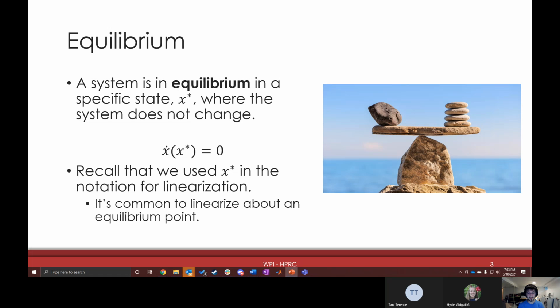I'm sure you probably remember this from whatever physics class you took, but equilibrium is usually when something is not changing its state. To be a little bit more explicit, equilibrium is when a system has a specific state that's not changing, which is to say x dot of x star is 0. And you might recall from previously, we used that x star in the case for linearization. That's because oftentimes you're doing linearization about a point of equilibrium.